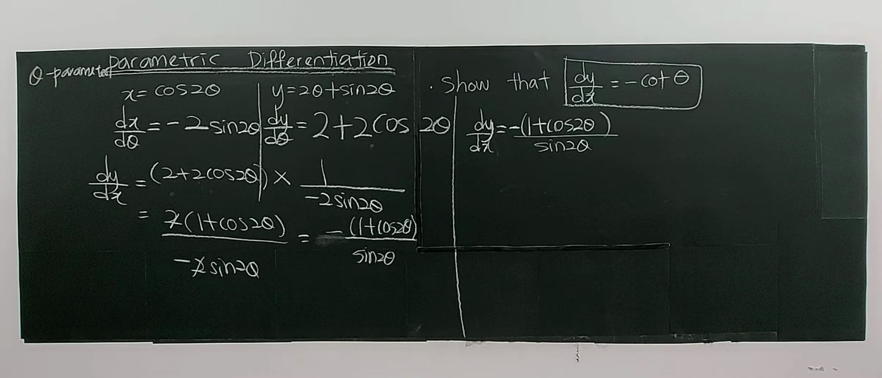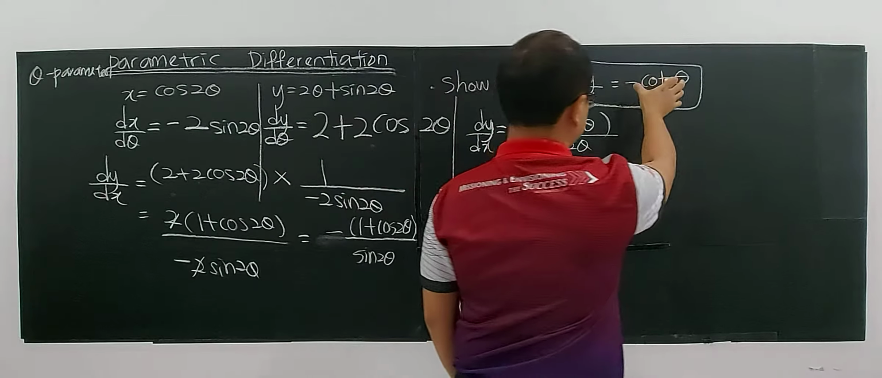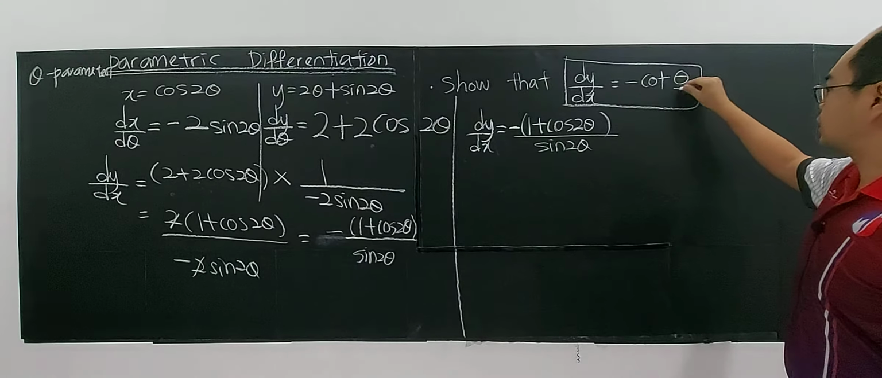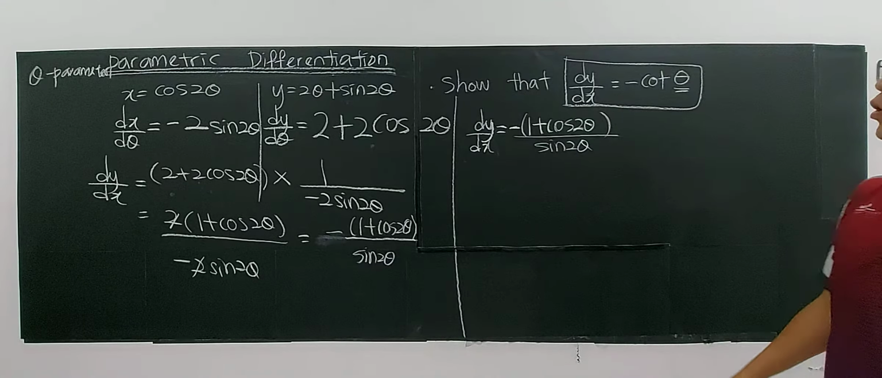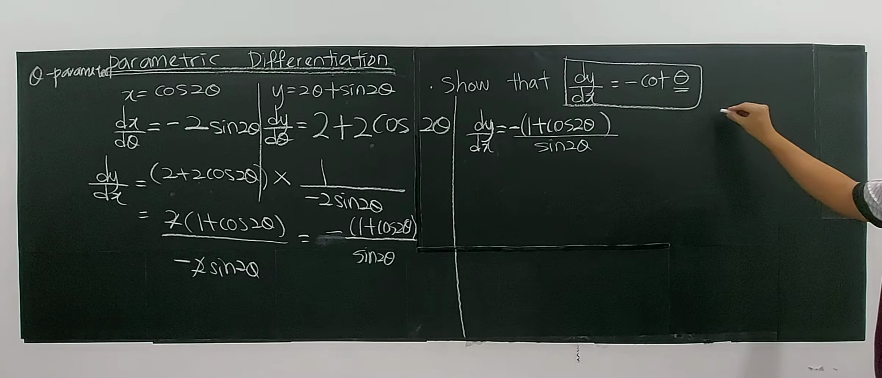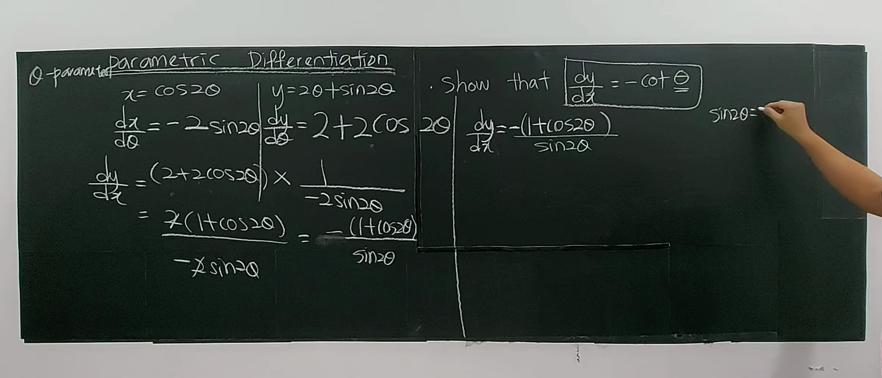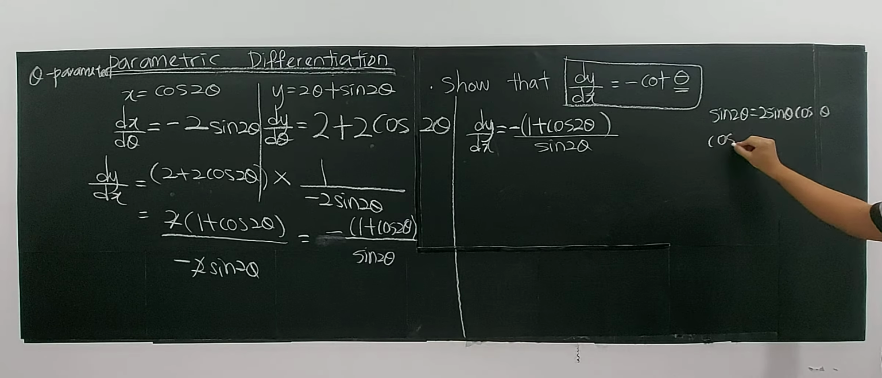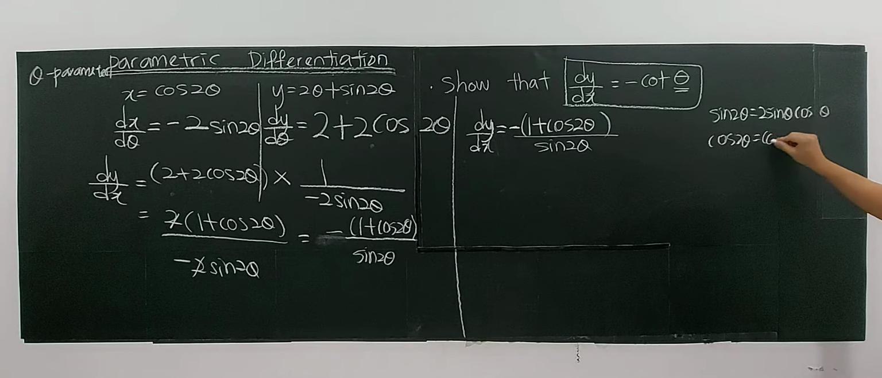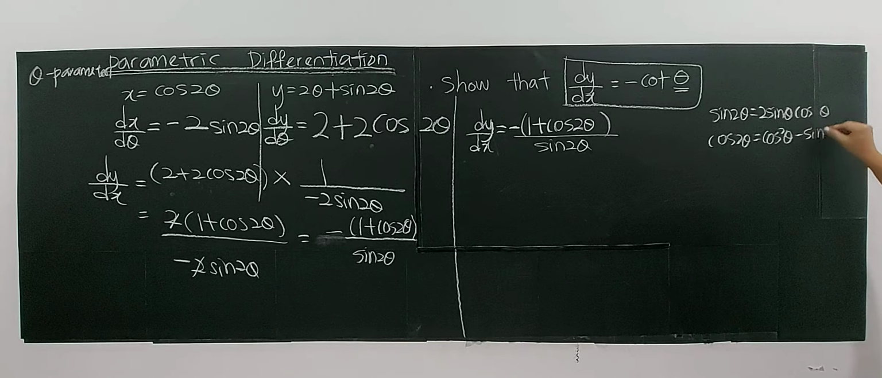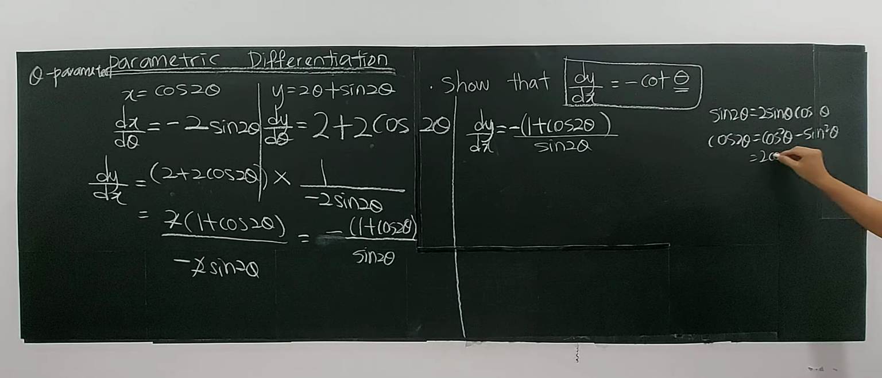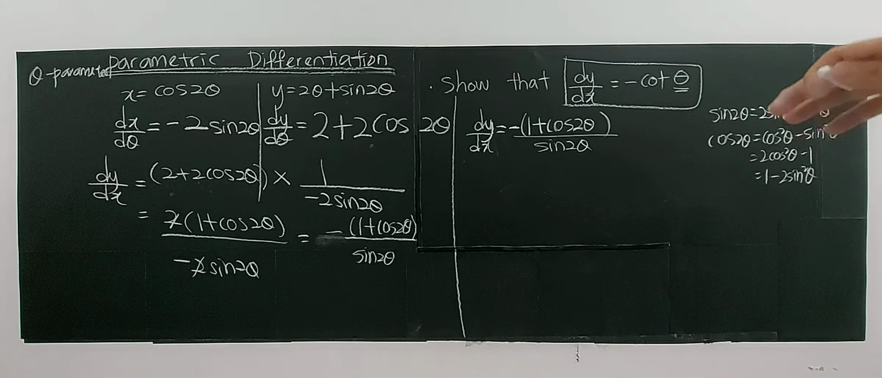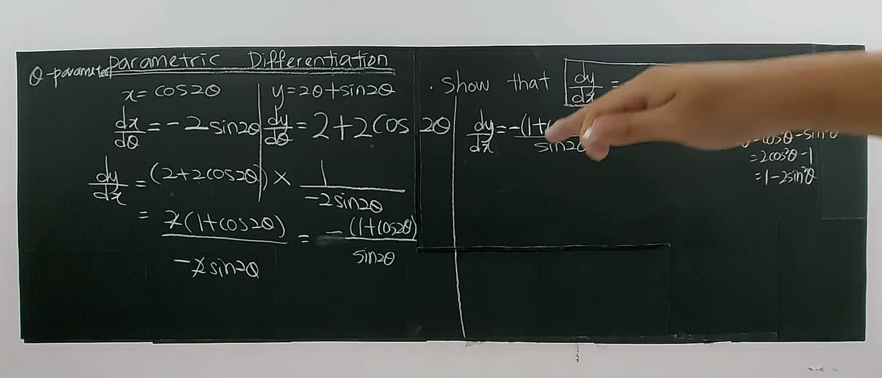As you see, after you simplify you are getting this. This is theta, this is 2 theta, so we're going to apply the double angle formula. Sine 2 theta is 2 sine theta cos theta, and for cos 2 theta you have 3 formulas: cos squared theta minus sine squared theta, 2 cos squared theta minus 1, and 1 minus 2 sine squared theta. It's up to you to choose which one is the most effective to simplify.